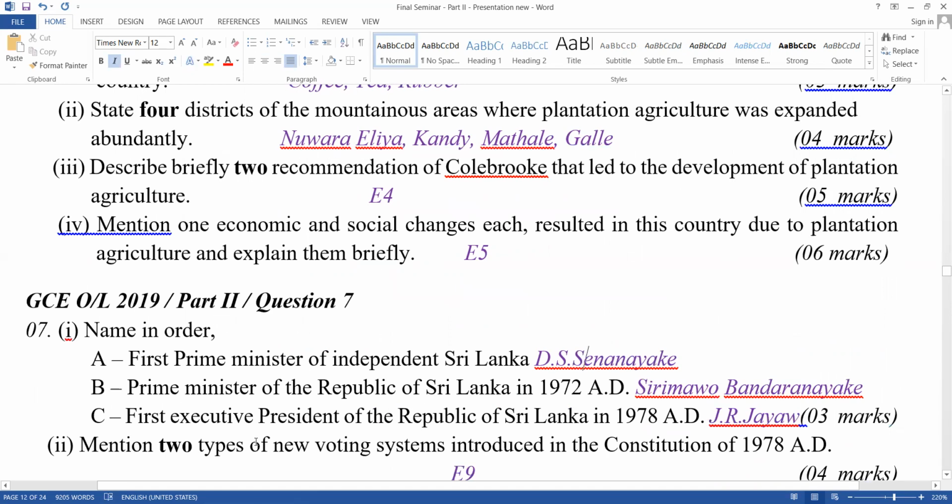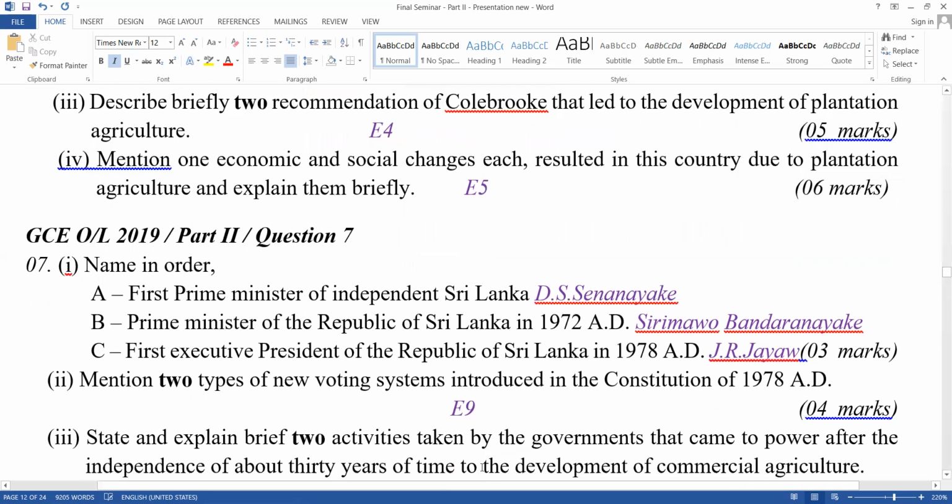Mention two types of new voting systems. What are the two types? Presidential election, referendum, proportional preferential system.